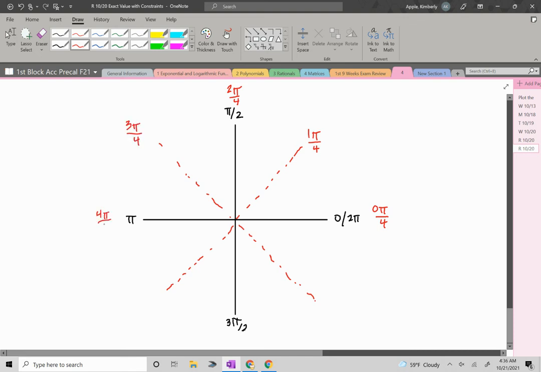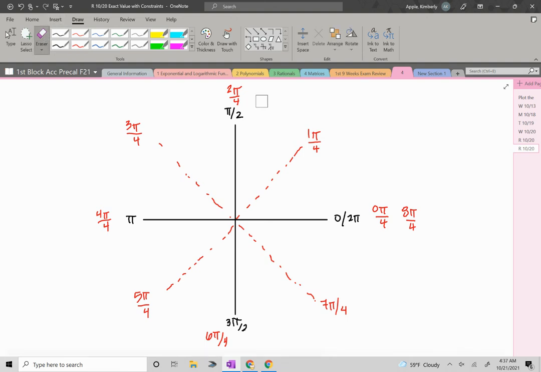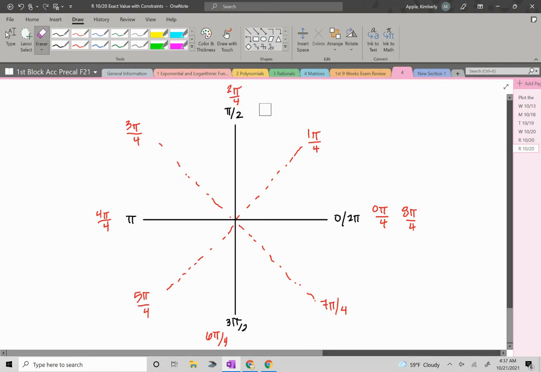4 pi over 4, 5 pi over 4, 6 pi over 4, 7 pi over 4, and of course 8 pi over 4. So the other thing to understand is that these quadrant angles will reduce. So 2 over 4 is really 1 over 2, so that's the same thing.